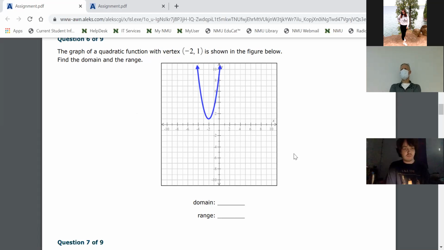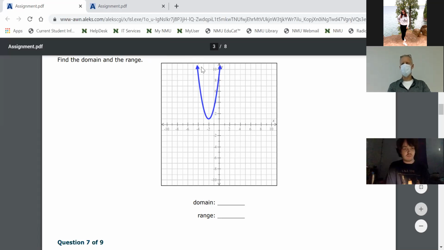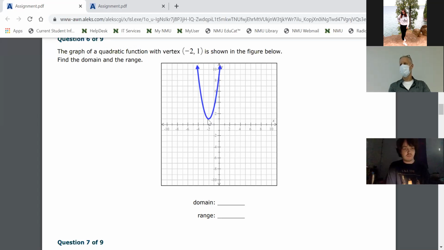Right, where's the bottom of the parabola? At -2, 1. So the y value right here is 1, and all the y values are greater than or equal to 1, because everything's above. That's your range. Okay?